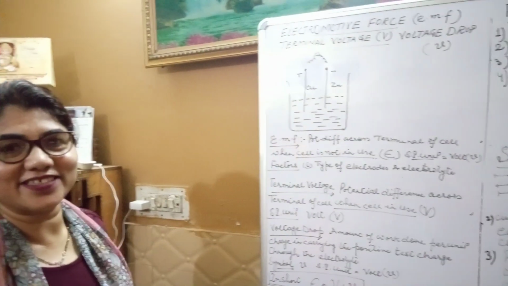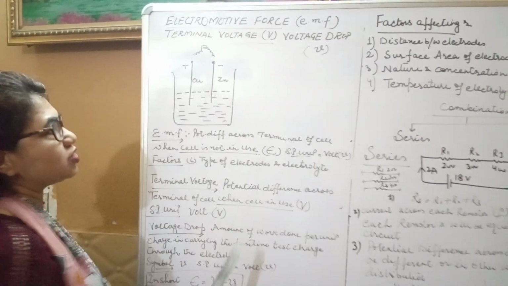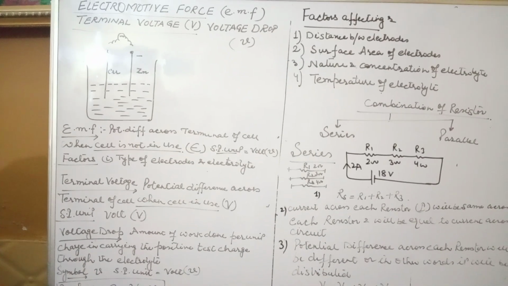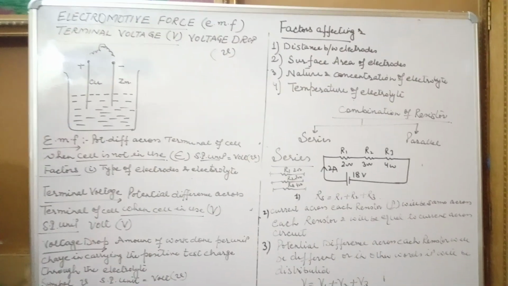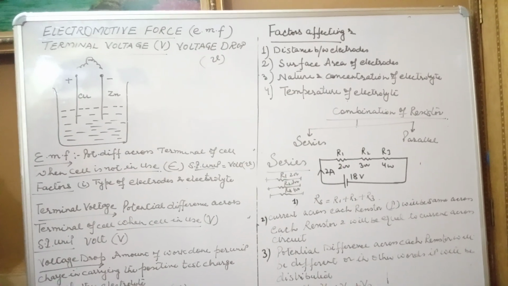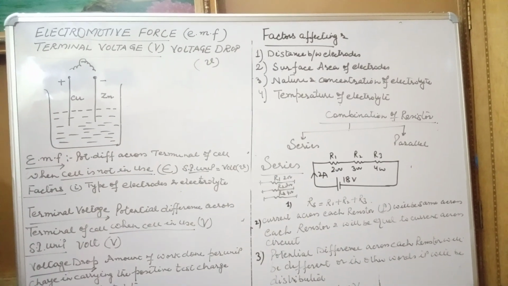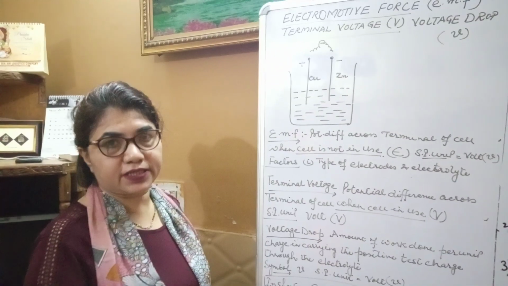Hello students. Today our topic is electromotive force, terminal voltage and voltage drop. No doubt, these are the three types of voltage: electromotive force, terminal voltage and voltage drop. Today I will discuss how we can distinguish all three voltages. I will start from the inner story of the electric cell.